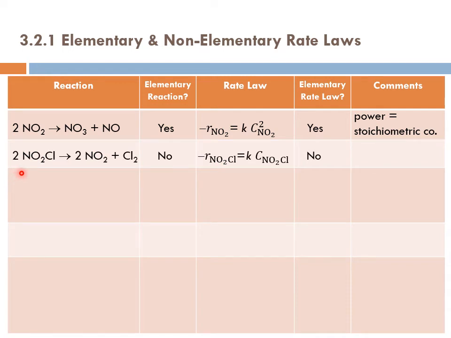Let's look at this reaction. Chemistry tells us that this reaction doesn't happen this way. In fact, it happens through another mechanism. So there are a few steps that when you add these steps together, you get this reaction. So this reaction does not proceed the way it's written. So when two molecules of NO2Cl collide together, it doesn't produce right away two molecules of NO2 and one molecule of chlorine Cl2. So this reaction is not elementary.